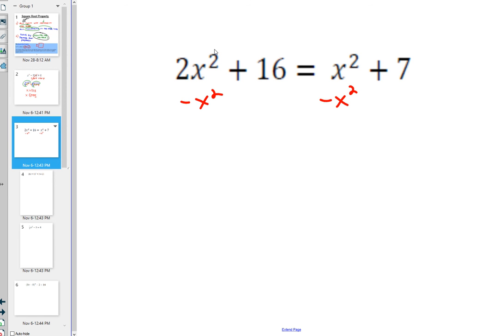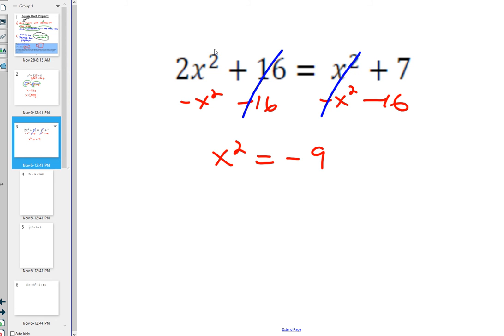Well, all the x's now came to the left. So in order, we want to move the constants to the other side. So if all the x's came over to the left, what do I have to do next in order to put the constants on the opposite side? How? Yeah, minus 16 on both sides. So now I get 2x squared minus x squared gives me x squared. 7 minus 16 is negative 9. This looks now just like the last problem.